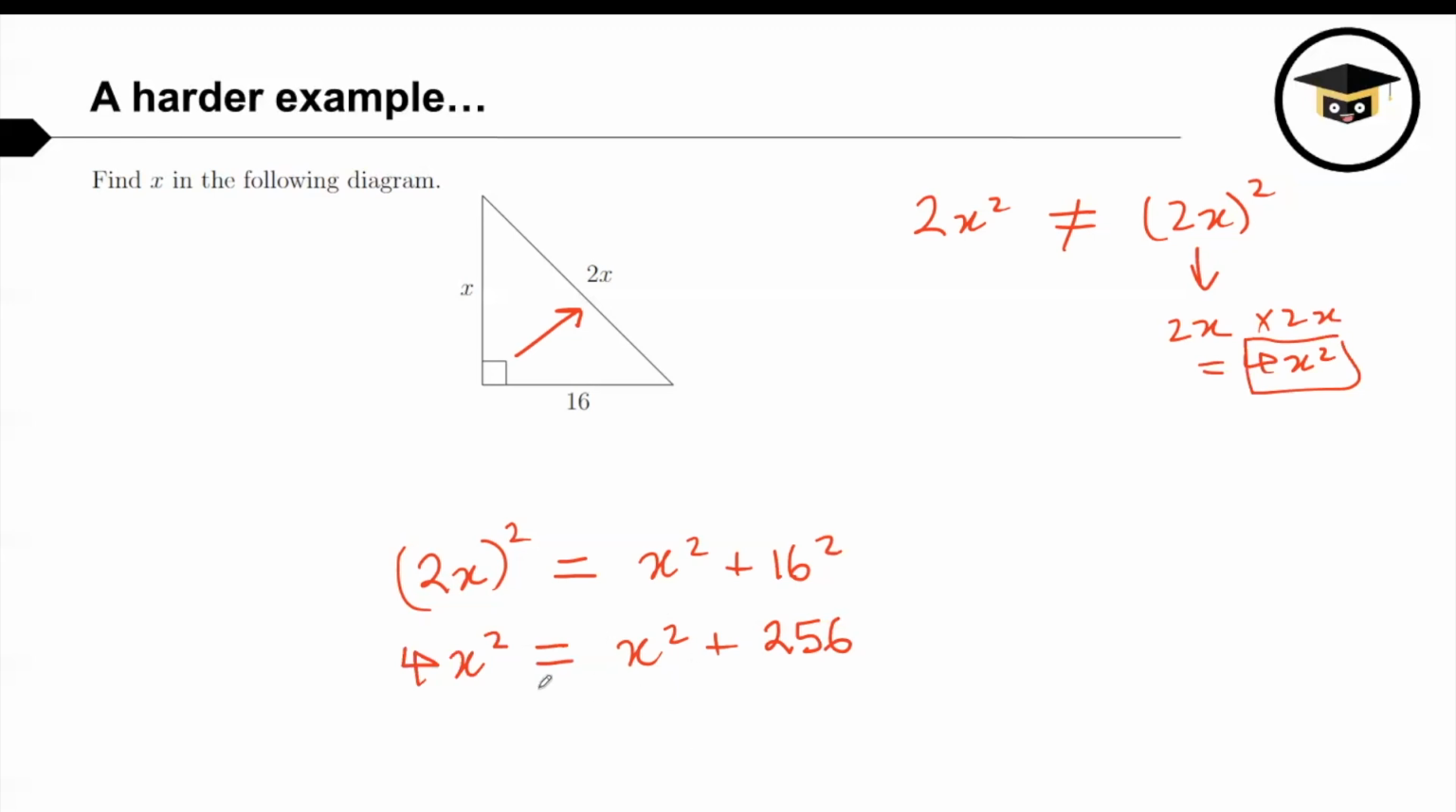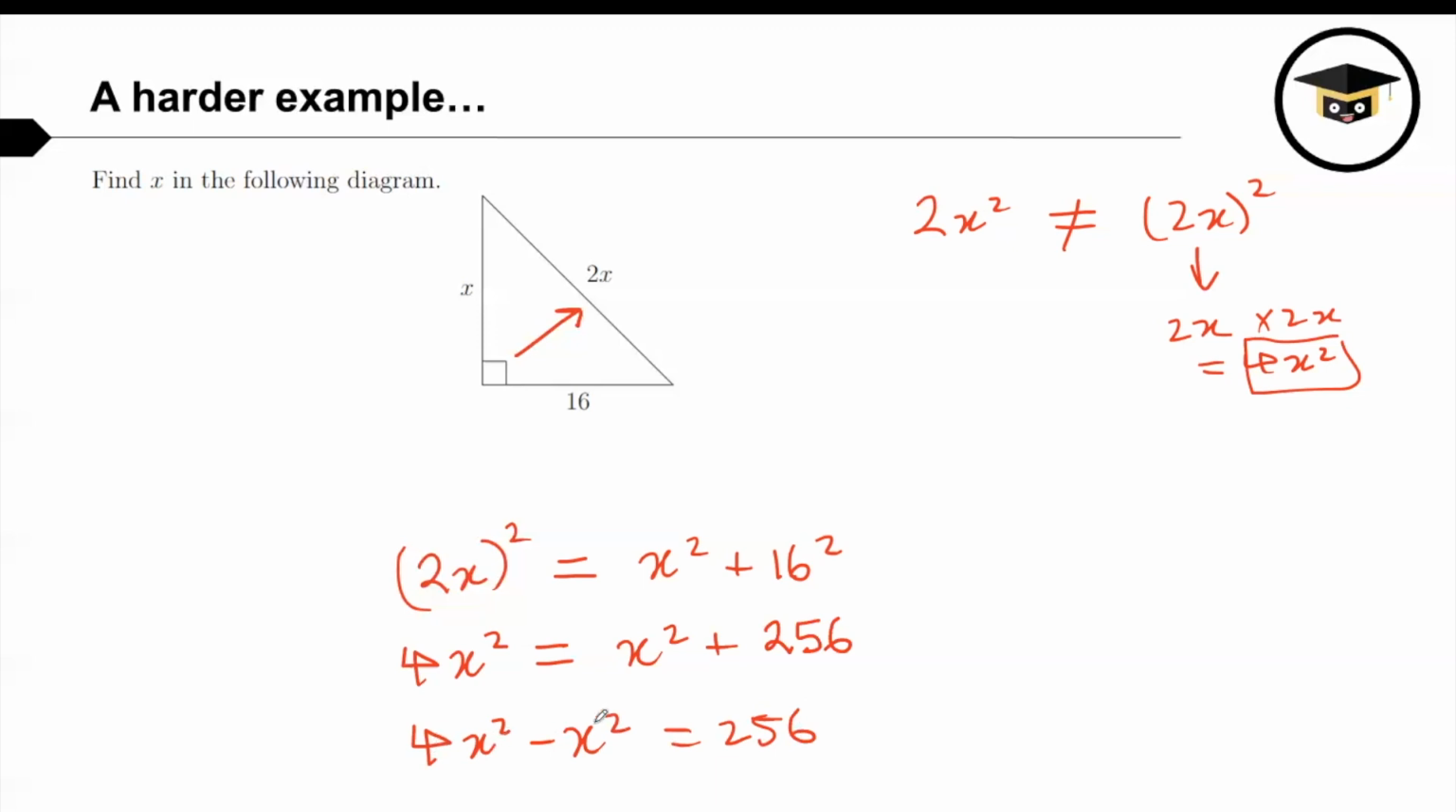Well, the aim of the game is to make x the subject. So we probably want to move all of our x's to one side. Here we have 1x squared, which would be better off if we just moved it to the left-hand side. So if we said it was 4x squared, this is a positive x squared. So if we move it over, it becomes minus x squared is equal to 256.